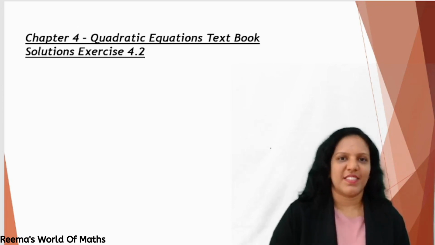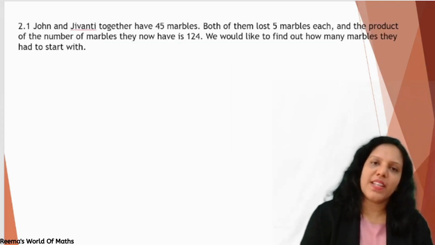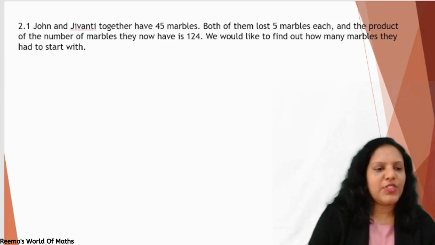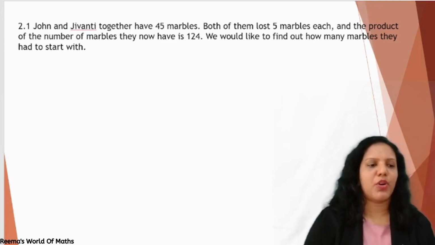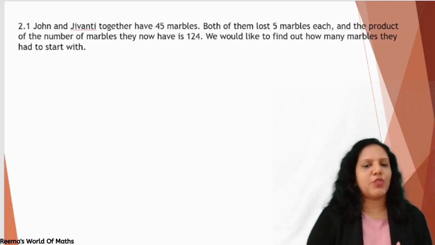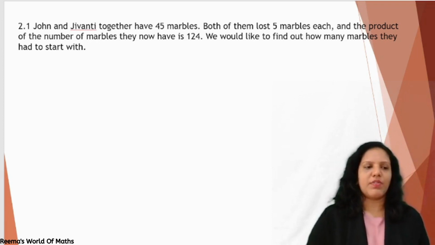So let's start. The second question from exercise number 4.2. John and Jivanti together have 45 marbles. Both of them lost 5 marbles each, and the product of the number of marbles they now have is 124. We would like to find out how many marbles they had to start with.